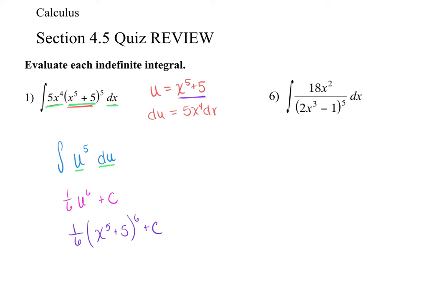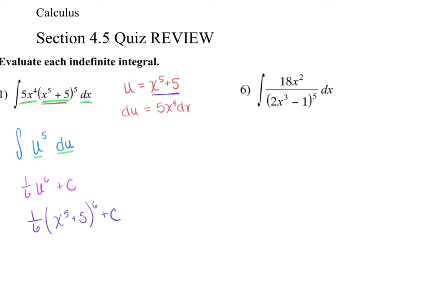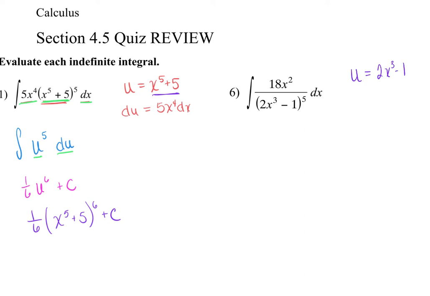And so when it works out all nice and pretty, when you have all your pieces accounted for, you're really done. But there can be a situation like number 6, where if I were to do u substitution here for number 6, my more difficult one is going to be that 2x cubed minus 1. And so when I take that derivative, I actually get 6x squared dx. Well, I don't want 6x squared dx. I want 18x squared dx. So for this one, I actually have to multiply both sides by 3 to get that 18x squared dx, which is what I want.